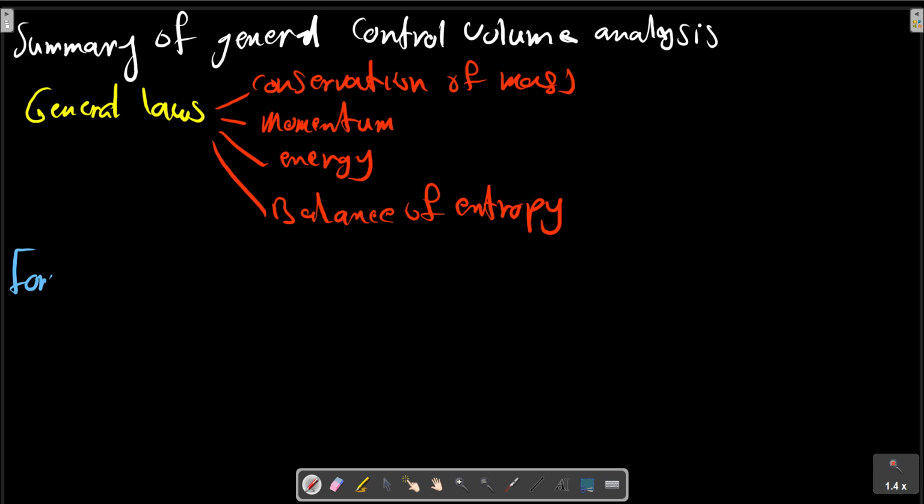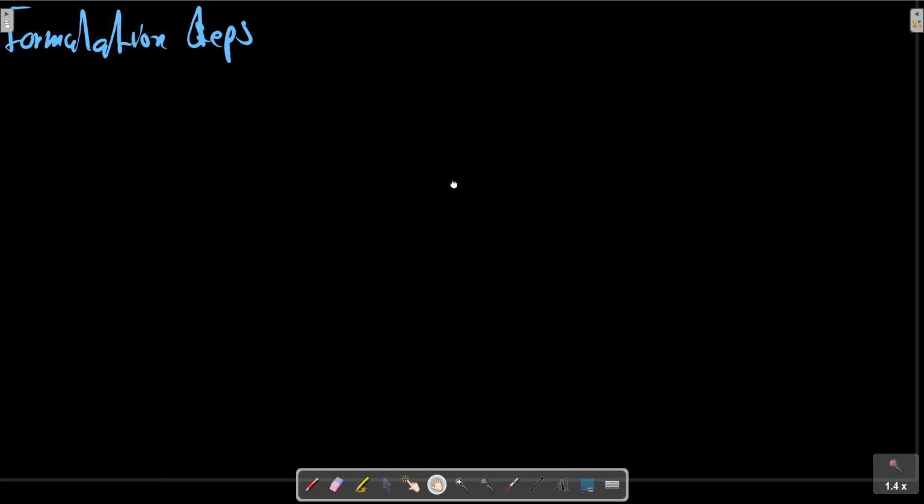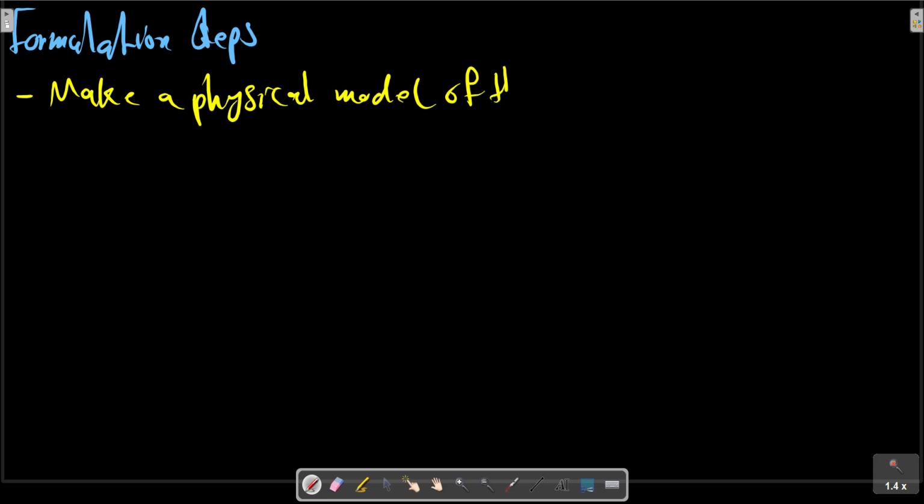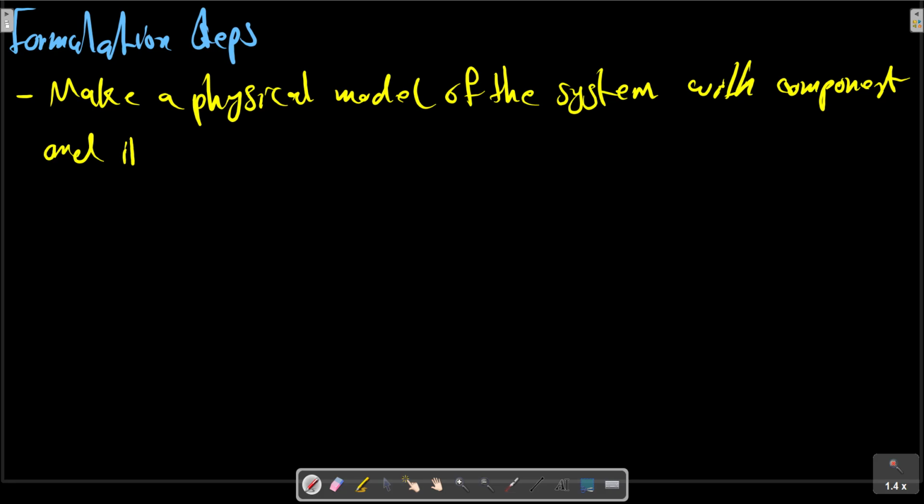Formulation steps. Step one: make a physical model of the system with components and illustrate all mass flows, heat flows and work rates.